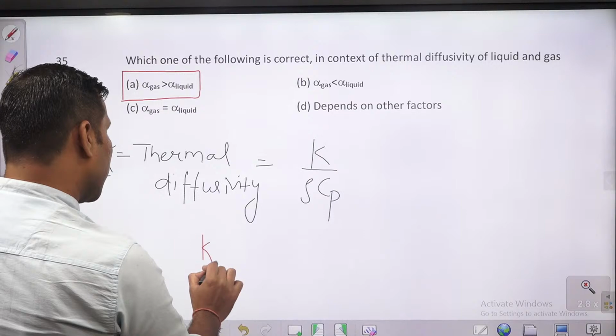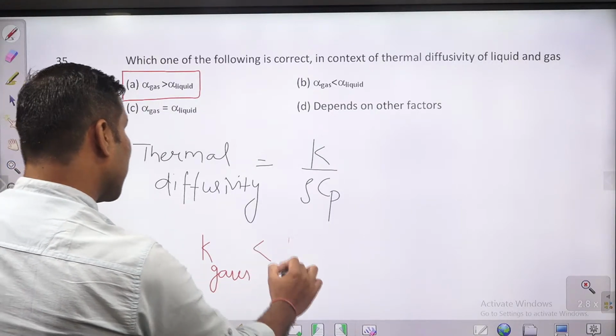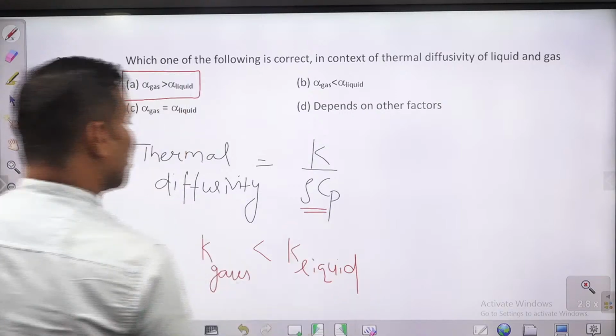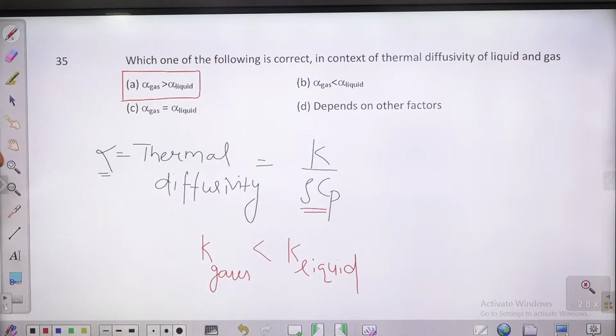Although the conductivity of gases is much lesser than the conductivity of liquids, their heat capacity is also less. That's why alpha of gases is more than alpha of liquids. Okay, conductivity is less, but alpha is more.